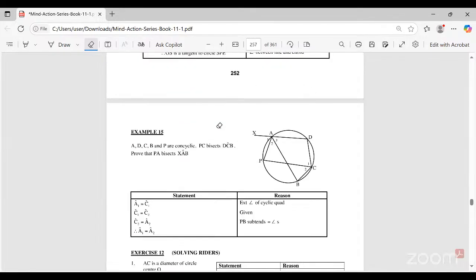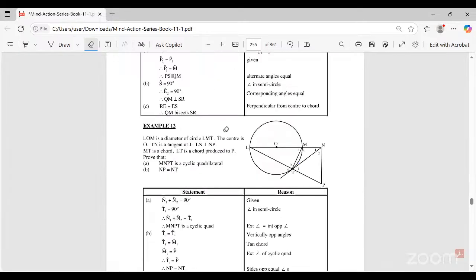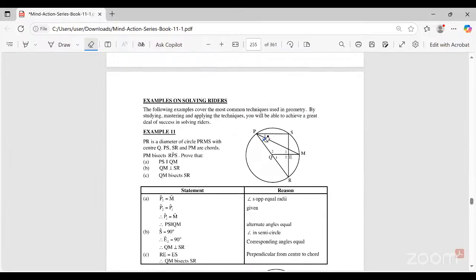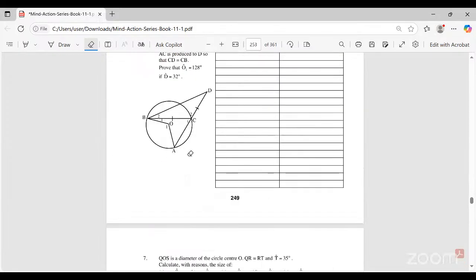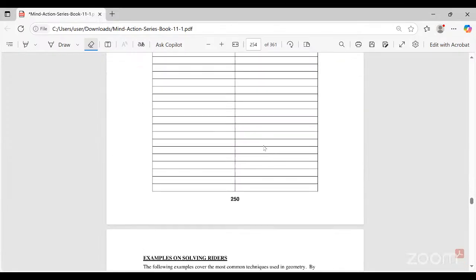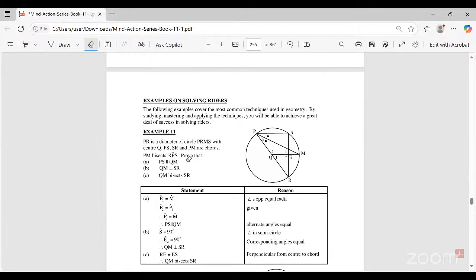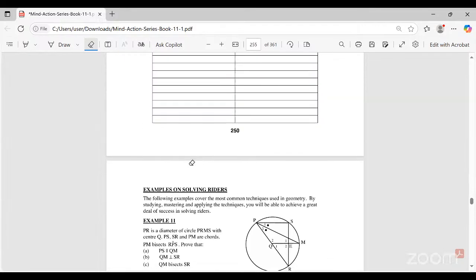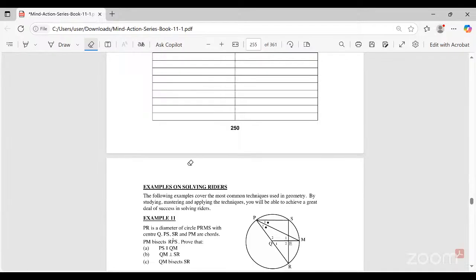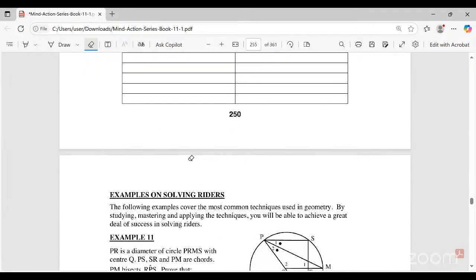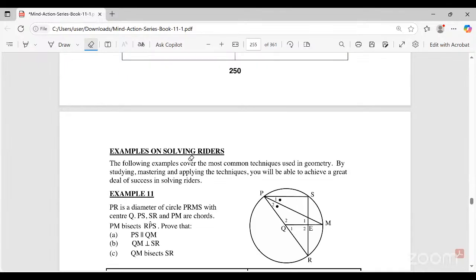So we did up to this part last time. Now we are going to start from here. We are going to do these examples on solving these riders. They are saying the following examples cover the most common techniques used in geometry. But that's not important. This is what I want us to look at. So we have got this here.